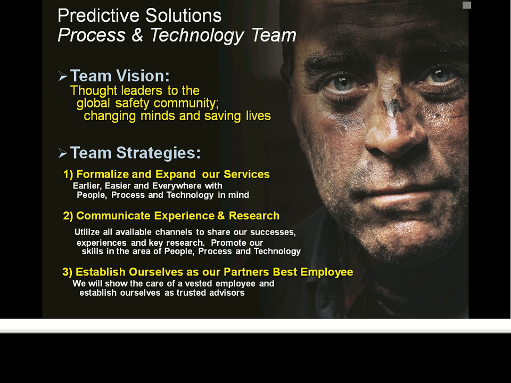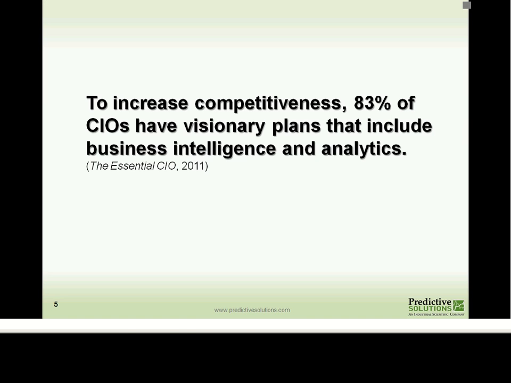Well, I was reading this report called The Essential CIO, put together by IBM. To increase competitiveness, 83% of CIOs have visionary plans that include business intelligence and analytics. So really, predictive analytics is coming of age. Many organizations use it already to predict and forecast their business. And here are some fun stats from that IBM study, just to show how much data is out there and is being collected on a regular basis.